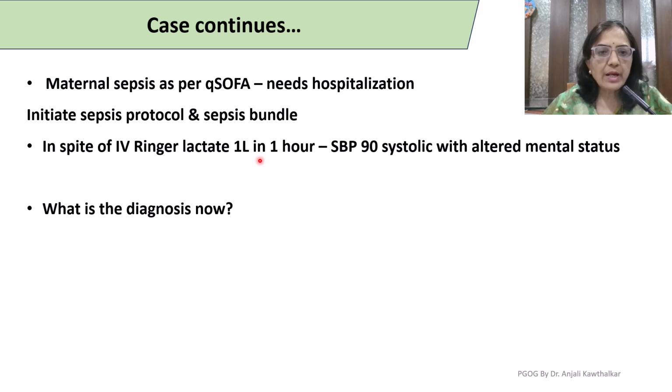In spite of IV Ringer lactate 1 liter in the first hour, her systolic blood pressure remained 90 systolic, and she now has altered mental status. She was having a confused response to the verbal command, and her Glasgow Coma Scale was less than 15. So altered mental status is there. Blood pressure is remaining persistently 90 systolic in spite of bolus crystalloid, aggressive volume fluid replacement. So what is your diagnosis now? Fall in blood pressure, altered mental status is also there.